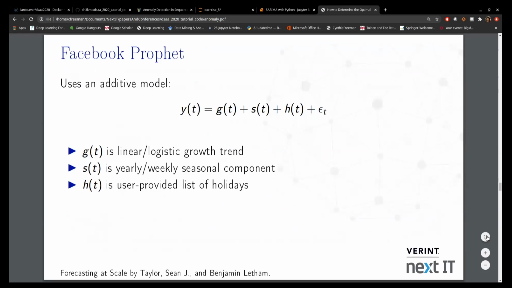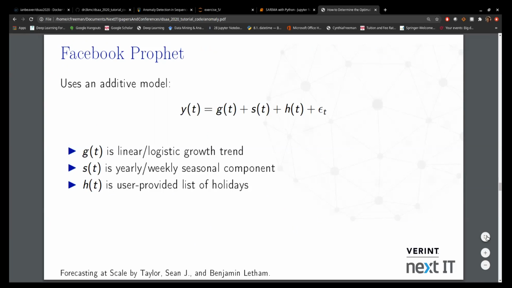Awesome. So we have looked at STL for decomposing time series into season and trend components. We have also looked at SARIMA, where we analyze autocorrelation plots and use trend tests and grid search to choose parameters. Here, we're going to look at perhaps a more flexible approach based on an additive regression model.